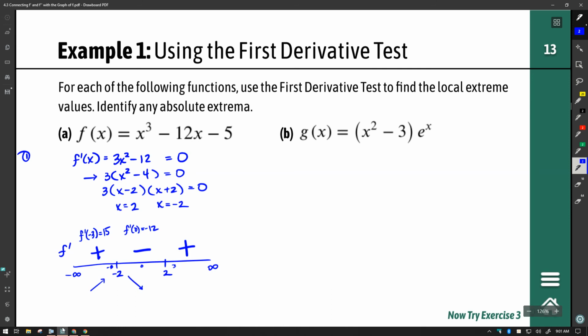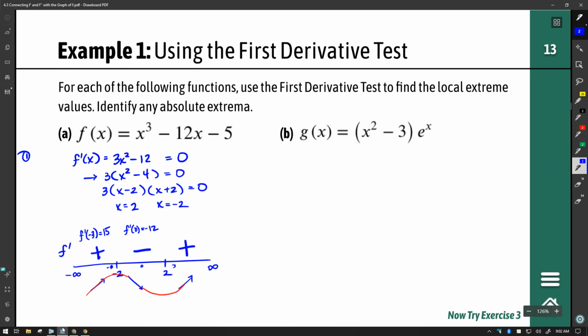Then at the critical value 2, the f prime is negative to the left. We're falling. Positive to the right, we're rising or increasing. So here we are, rise, fall, rise, and you can almost start to see the shape of the graph. You kind of continue these arrows to show that we have absolute extrema.